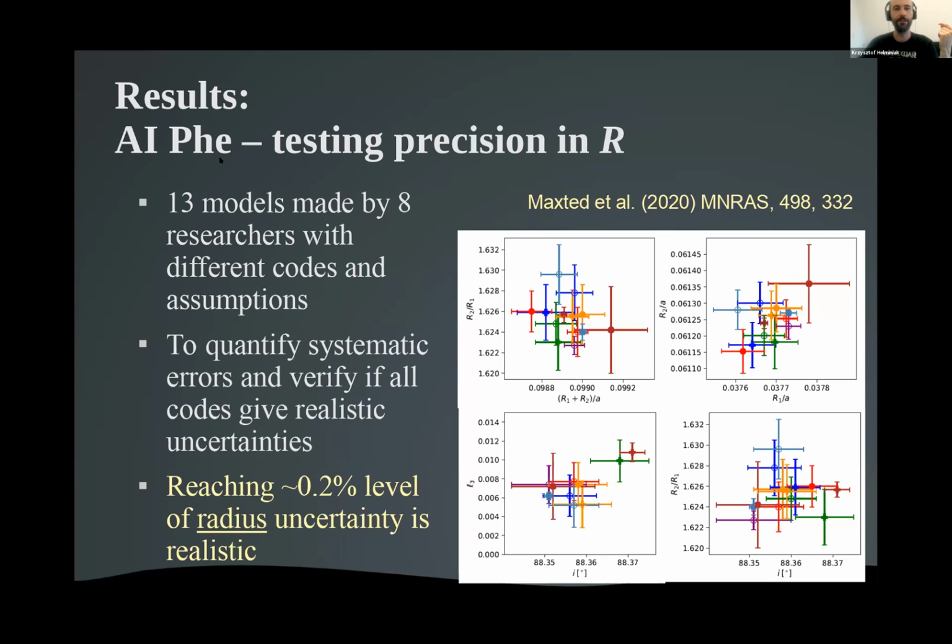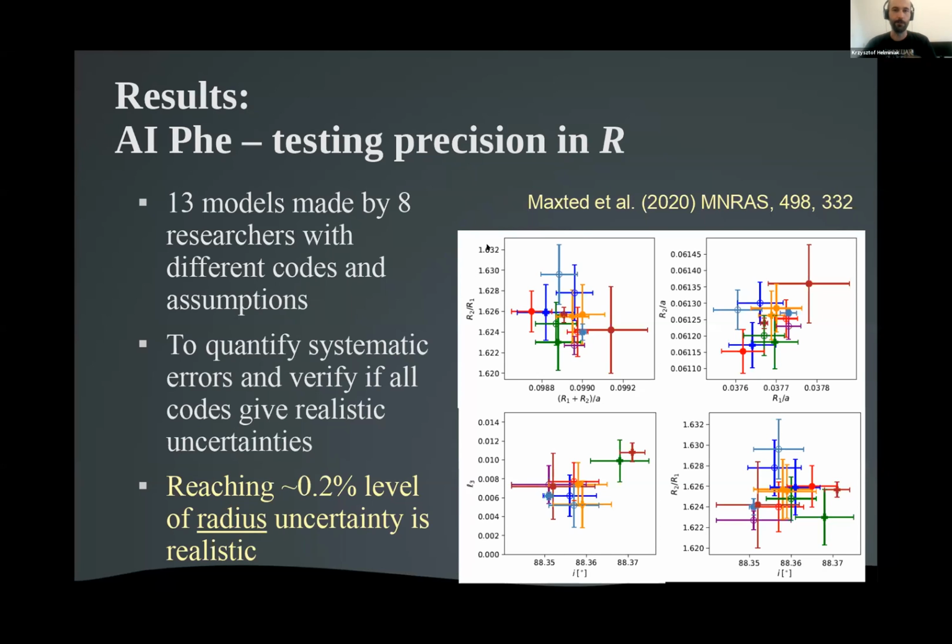This system, AI Phoenicis, should be familiar to anybody who is working on eclipsing binaries. This is one of the best studied and most popular stars in the field. So of course, several groups proposed 2-minute photometry on TESS, including ourselves.